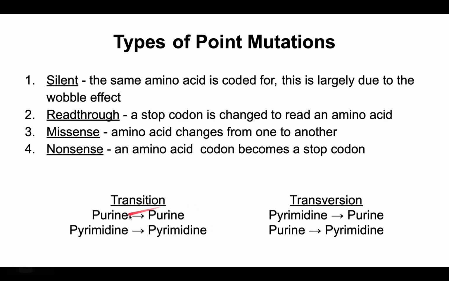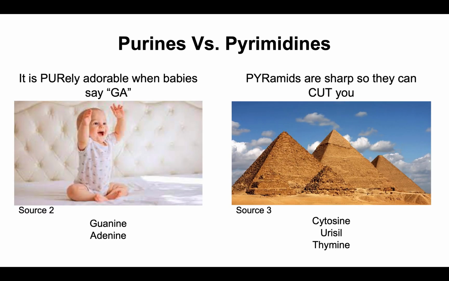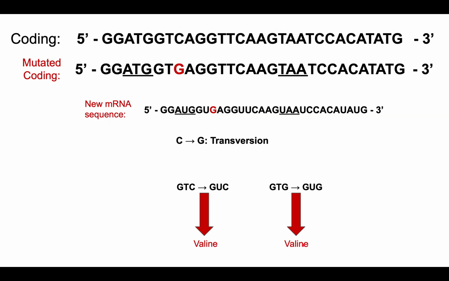Transition is going from purine to purine or pyrimidine to pyrimidine, and transversion is pyrimidine to purine or purine to pyrimidine. How do we know which ones are which? Well, I'll tell you. It is purely adorable when babies say "GA," and that stands for guanine and adenine. Then pyramids are sharp so they can cut you, and the "CUT" stands for cytosine, uracil, and thymine.